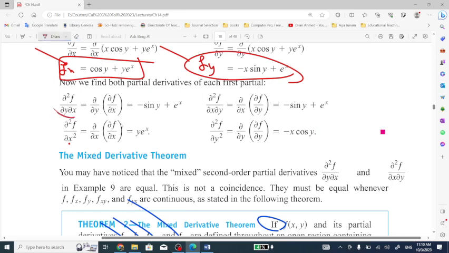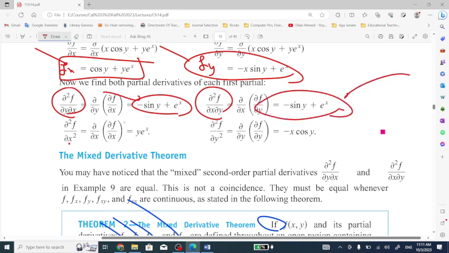This is fxy. Is it continuous? Yes. This is fyx. Continuous? Yes. Now these two results, what will they be? They will be equal. Check and they are equal, right? Good.